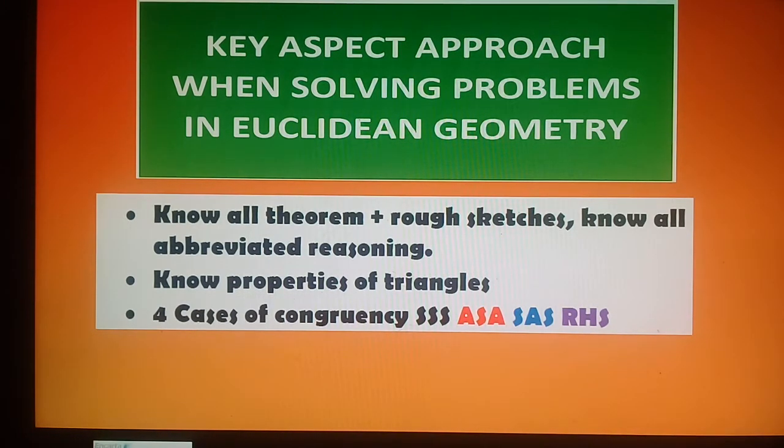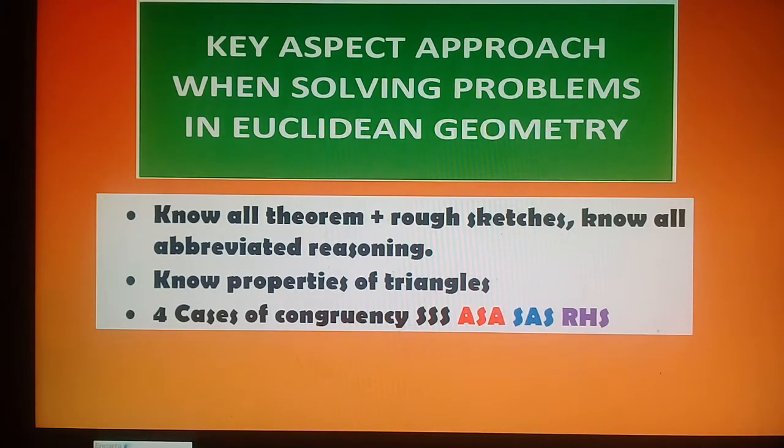Number 1, know all the theorems. You have to know the theorems that I discussed above, including their rough sketches. You have to memorize the theorems and their rough sketches, and you have to know all the abbreviated reasons, how to reason. If I say the angle at the center is equal to the angle at the circumference, you know how to write the reason for that theorem in short.